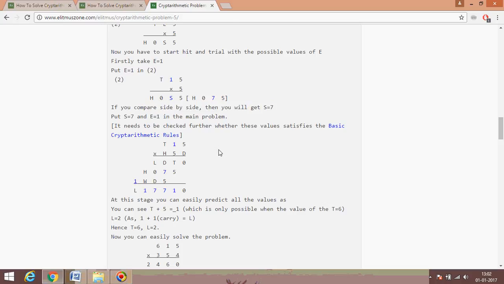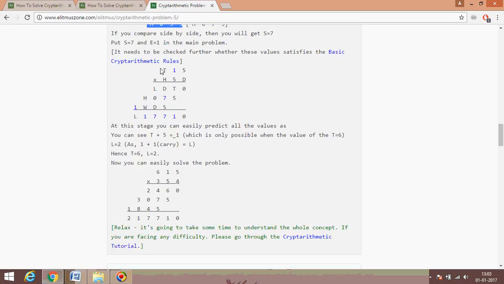Till now you are not sure whether S equal to 7 and E equal to 1 will satisfy the problem or not, but you don't have any contradictions with these possible values of E equal to 1 and S equal to 7. So what you have to do is put these values in the main problem, meaning the possible value of E equal to 1, replace everywhere, and S equal to 7 here, here, here.